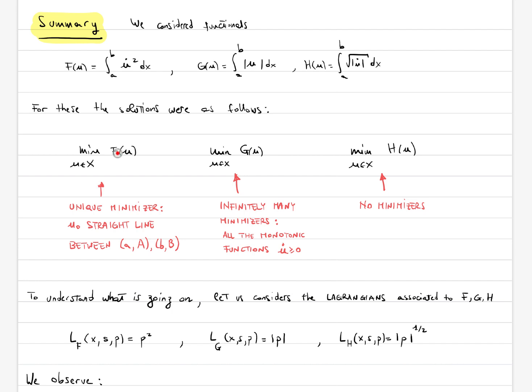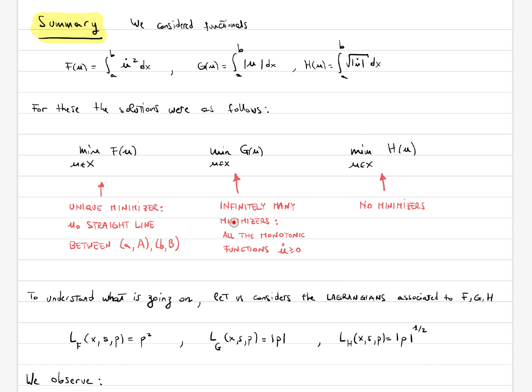And we saw that in this first case, for f, we had a unique minimizer, which was a straight line between these two points. For g, we had infinitely many minimizers, which were all the monotonic functions, so monotonically increasing. And instead, for h, we had no minimizers.